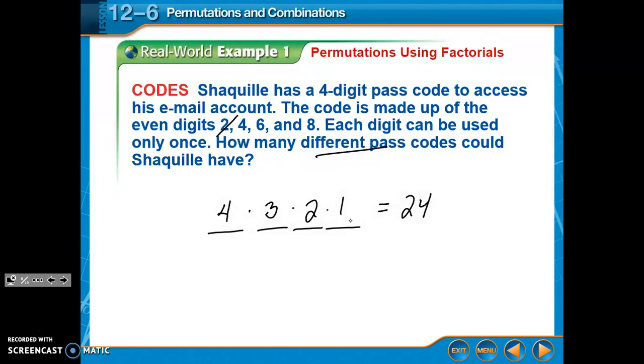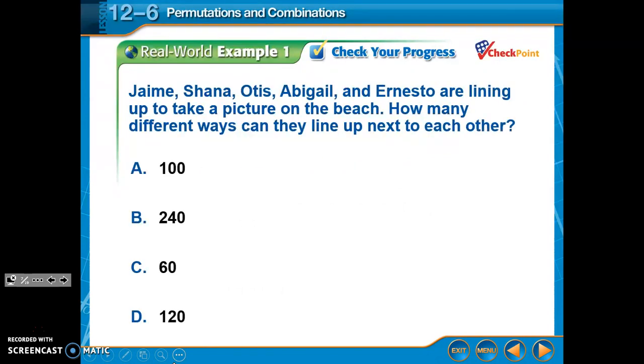Okay, now this, remember, is the same thing as 4 factorial. So we could use factorials to solve these things. Okay, so you guys determine this one.